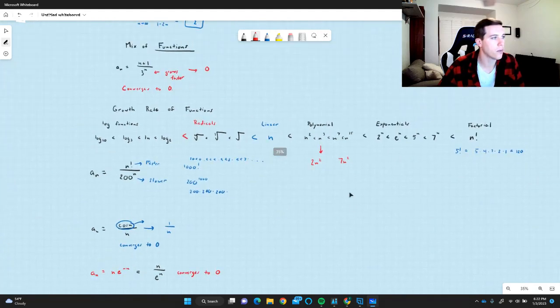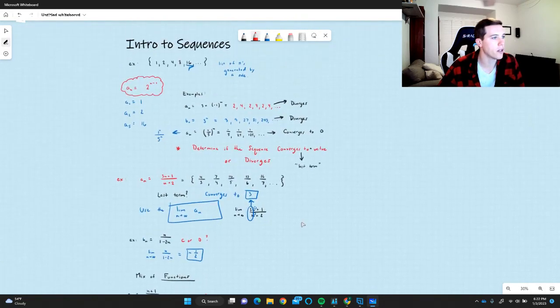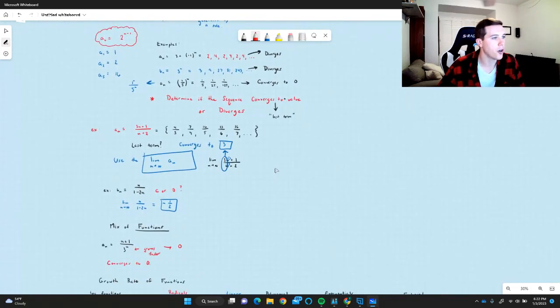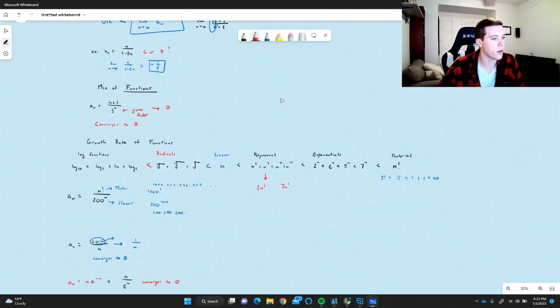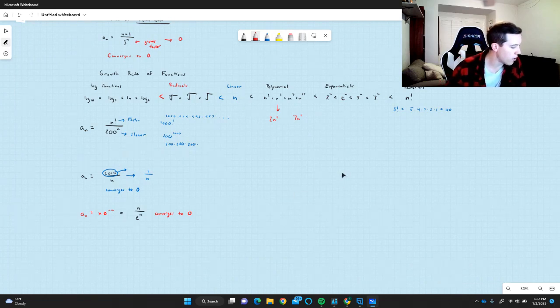So the growth rate is pretty important. And then just remembering to do end behavior, and remember a sequence is just a list of numbers generated by some mathematical rule, and we just care about the last term, or what the sequence converges to, or if it diverges. All right, and that is it for now.